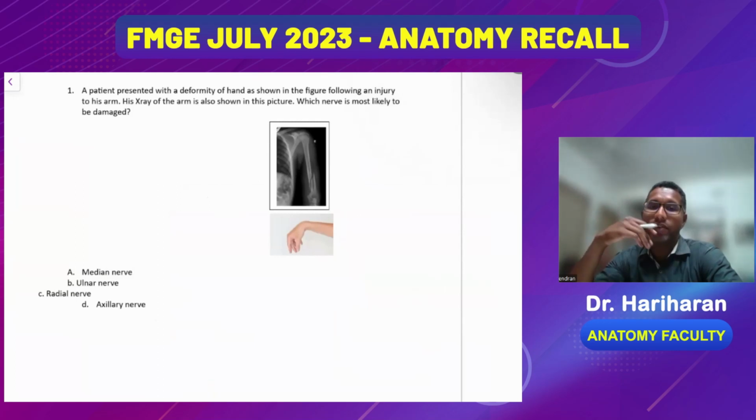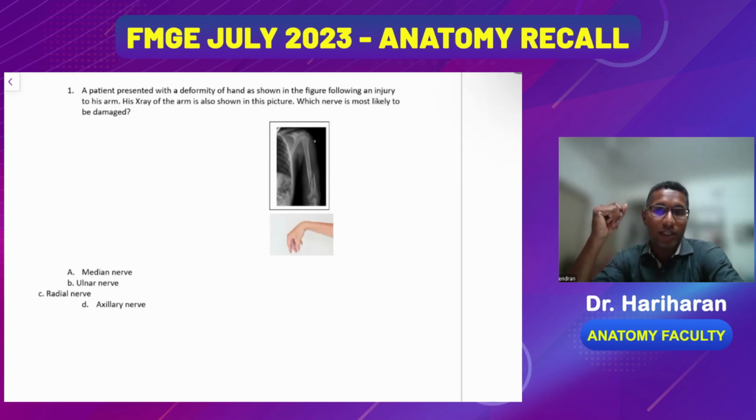See, this time in the FMG exam, most of the questions were clinical oriented questions. They were not direct questions. They put one or the other clinical scenarios, and asked the questions, and the options are based on that.